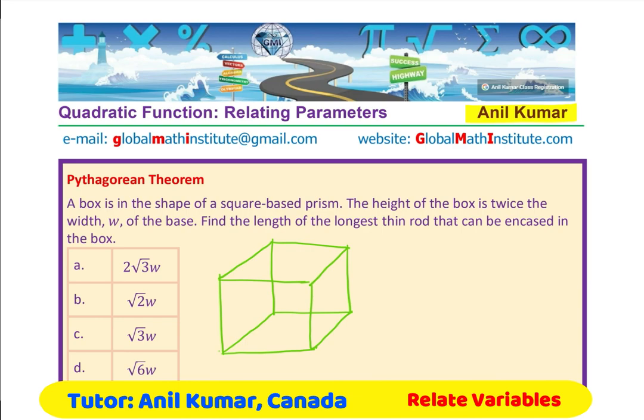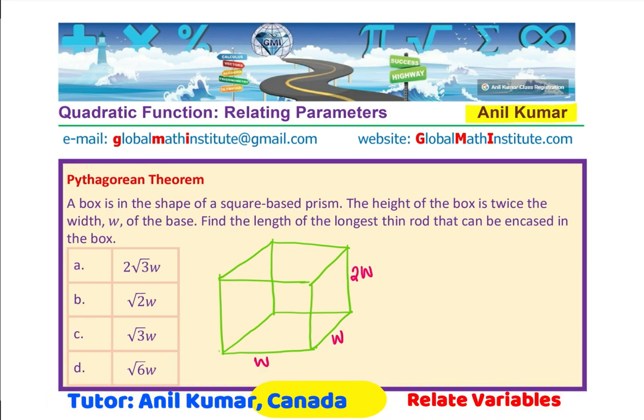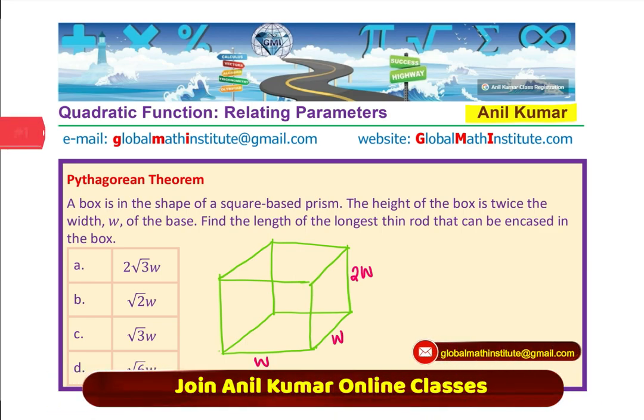Now in this square-based prism, it looks like a square height also. However, what we are given here is that if the width is W for the base, then the height is twice the width. So it's not to the scale, definitely, but something like this. And we're looking for the longest rod. So the longest will be connecting these 2 points. Is that clear to you? Now how do you find this length? That is the question for you.